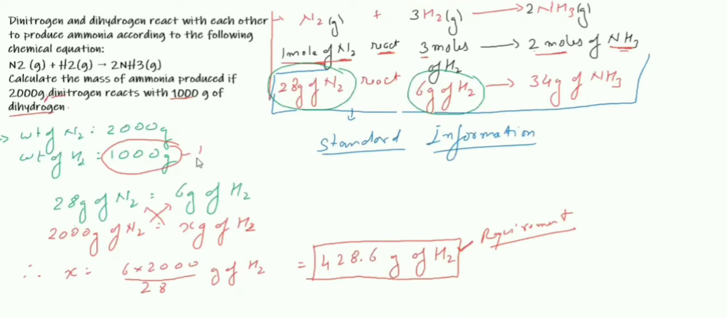Since hydrogen is in excess, definitely nitrogen is less than required, and here nitrogen will be our limiting reagent, or you can say limiting factor, because only two species are involved. If one is in excess, definitely the other one will be the limiting reagent. Then to calculate the amount of product, we will use the relationship between the limiting reagent and our product. So let's see that relationship.